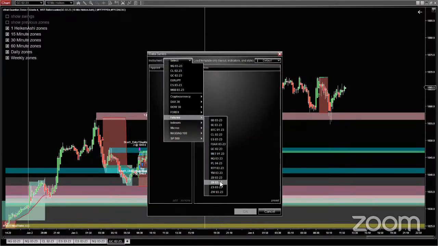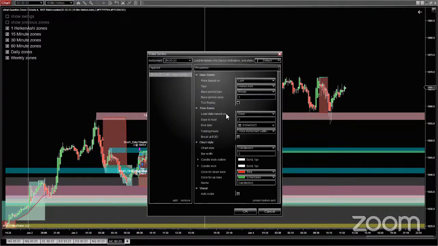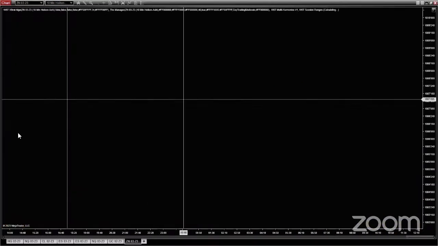ZN, okay, bonds. I'm going to put it on probably with that sort of instrument, 10-minute. The main thing for the Guardian zones is we need it on bars and we need a minimum of 2001 bars. So the logic will work. Okay, very, very simple. Click OK, it's going to start up the thing.